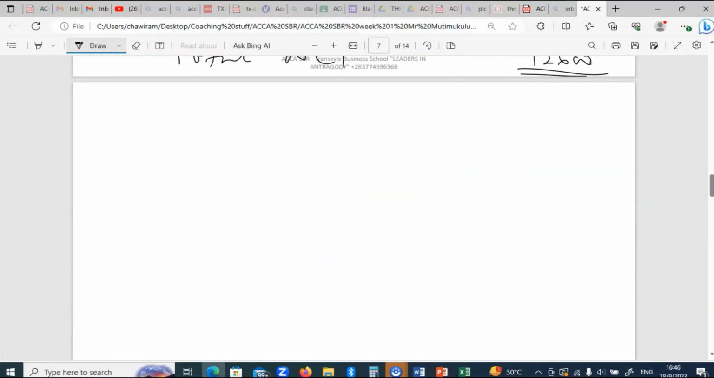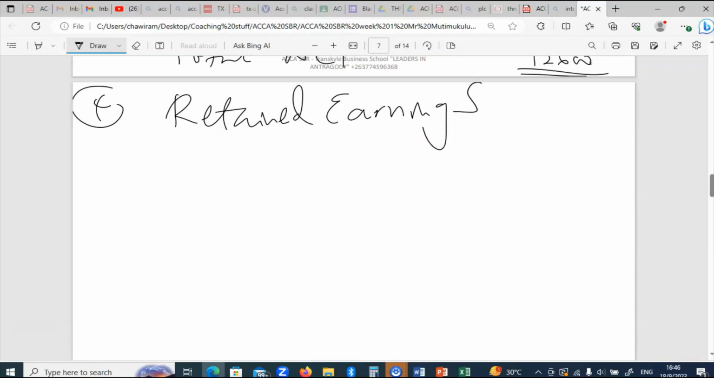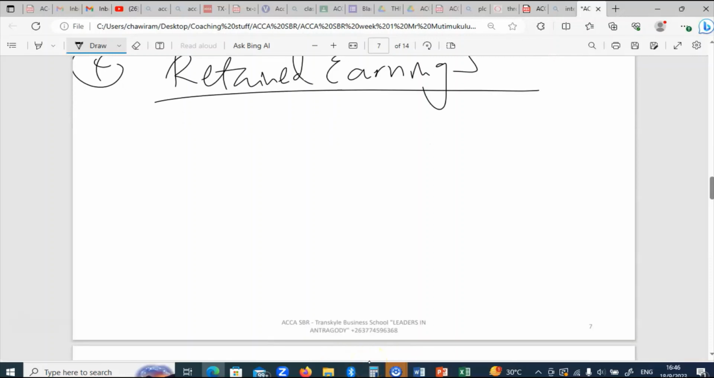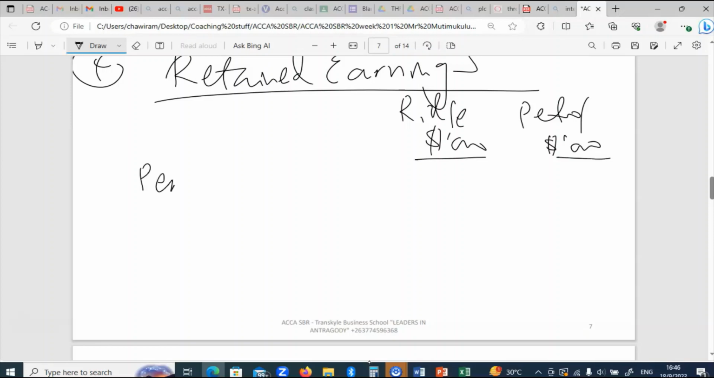Then we have to do the working for the retained earnings. For the retained earnings, we do the same. We have got two companies, Redo and Petrol. Our figures have to be in thousands. So we start with the figure per question. If we're saying per question, we are simply saying we are going to take the reporting date figures.